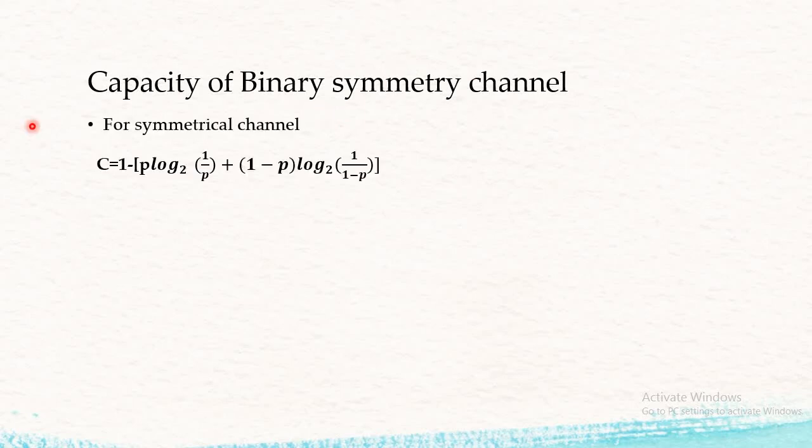For a symmetrical channel, the formula for finding capacity is given by C is equal to 1 minus P log to the base 2 of 1 by P plus 1 minus P log to the base 2 of 1 divided by 1 minus P. So just note down this formula. This formula is very important for finding the channel capacity of a symmetrical channel.